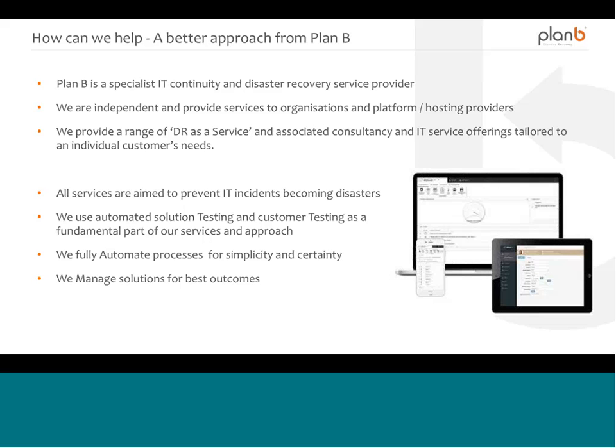We use automated solution testing as a fundamental part of all of our services. So all Plan B core managed services are tested every day. So we test entire system solutions every day. So we bring up everything within every computer within a solution and test it automatically, and all testing is checked daily by our engineers if there are any issues. And that's a fundamental part of our service and our approach.